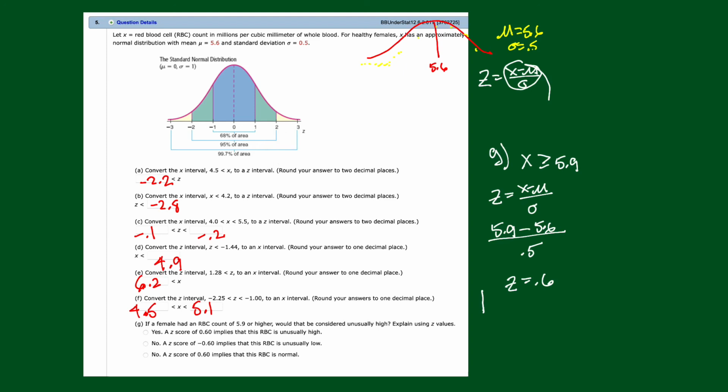All right, so what if you got a z-score out here at 6? Okay, not the 0.6, but what if you were out here at 6? Now that is unusually high because within 3 standard deviations, you've got 99.7% of all the data. And if you're out there at 6, there's hardly anything out there. So that would be unusual. But here at 0.6, I don't think that's unusual at all. So I'm going to say no. A score of, now it's not negative, a score of 0.6 implies that this red blood cell count is normal. So I'm going to go with that.